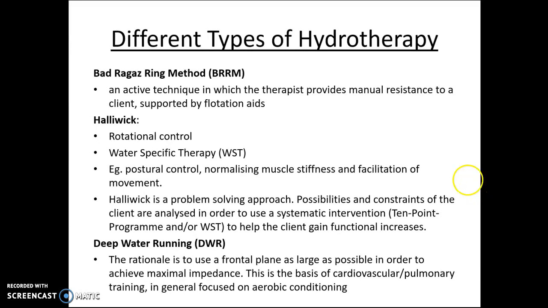So the Bad Ragaz ring method: the therapist is providing a manual resistance, and normally the patient is relaxed back, their head is supported, they're lying in a supine position, supported on lots of different flotation aids, and they'll just be using the resistance, using the drag to move in and out. It can be really, really nice for someone to get out of their wheelchair and experience that feeling of floating and actually being more in control than they are when they're on land.